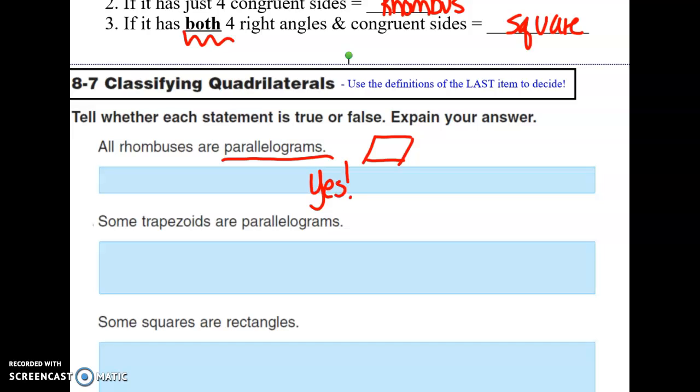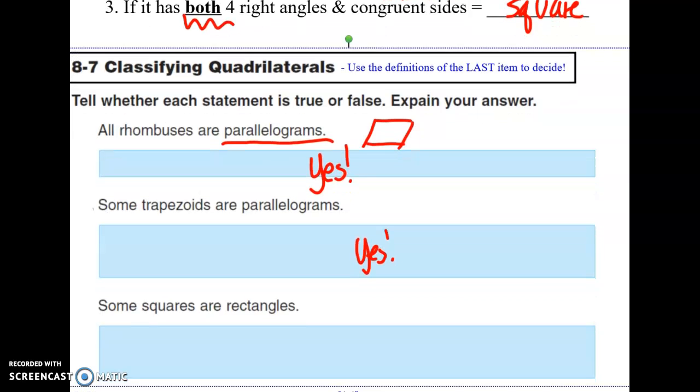Okay, some trapezoids are parallelograms. So if we looked at this one, parallelograms have two pairs of parallel sides. It says some trapezoids are parallelograms. That would be a true statement too. Not all of them, but a parallelogram says two pairs of parallel sides. Some trapezoids means that some of them were.